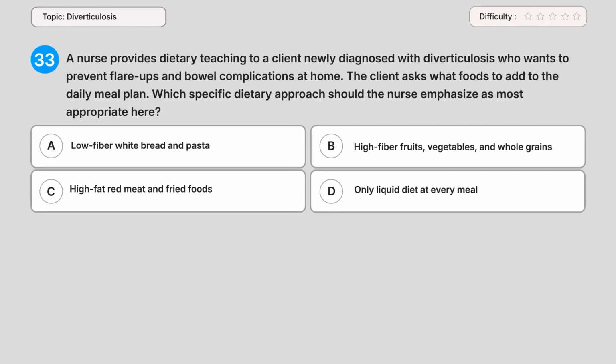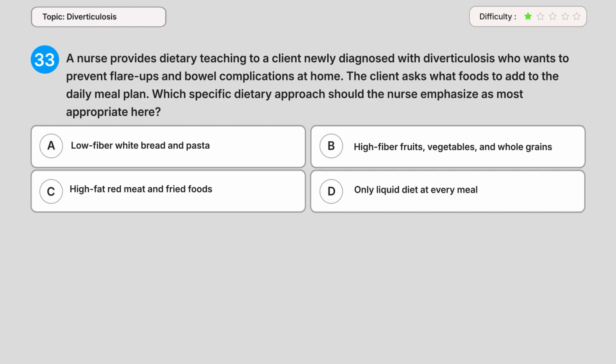33. A nurse provides dietary teaching to a client newly diagnosed with diverticulosis who wants to prevent flare-ups and bowel complications at home. The client asks what foods to add to the daily meal plan. Which specific dietary approach should the nurse emphasize as most appropriate here?